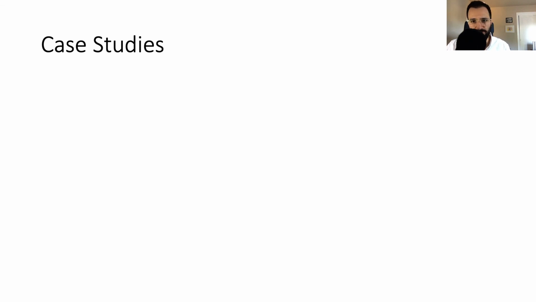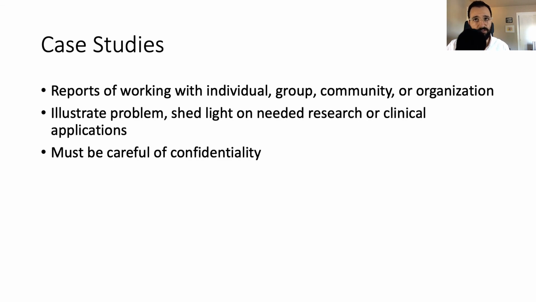Another type of publication is a case study. This is a report of working with usually a singular subject. So that singular subject can be a person, can be a group of people, or a community, or an organization. And it's a little like an empirical article. We're talking about new information, and we're talking more here about qualitative data. So a case study will typically illustrate a problem and shed light on some kind of needed application, usually has a clinical bent to it, but not always. And in these cases, there's a lot of care taken around the confidentiality of the participants in the research.